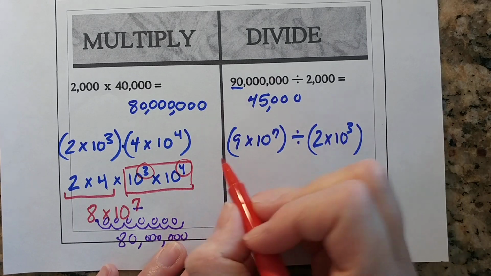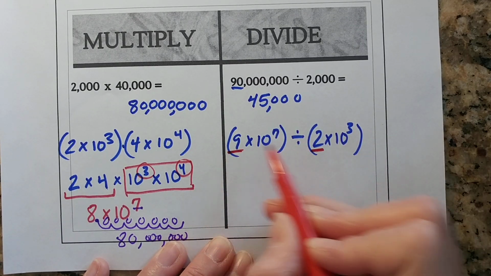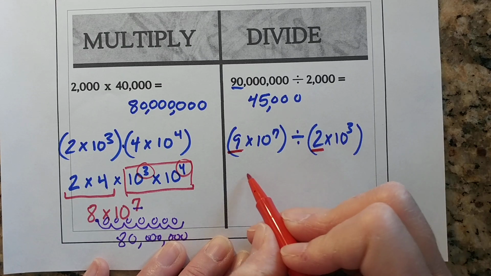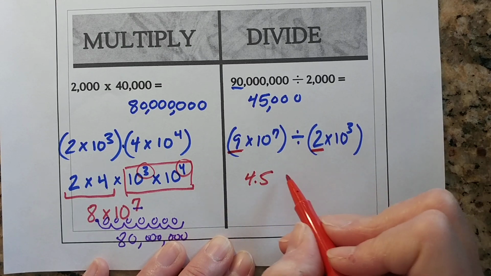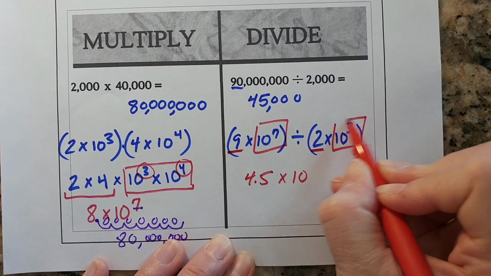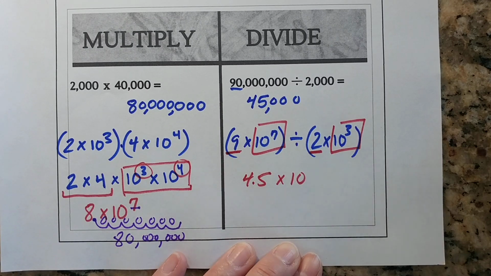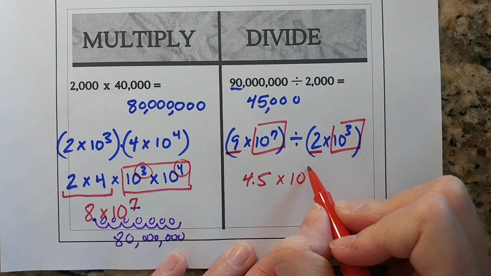So I'm going to take a look first at the coefficients. And now remember, this is division. So if I take 9 divided by 2, that's 4.5. Now let's take a look at the exponents. 10 to the 7th power divided by 10 to the 3rd power. When we divide powers with the same base, we subtract the exponents. So 7 minus 3 would be 4.